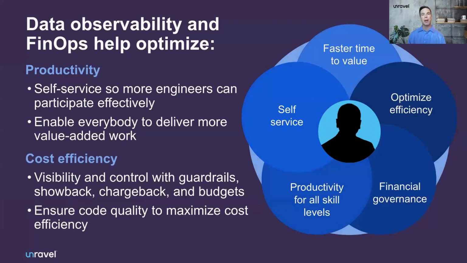So data observability and FinOps help optimize productivity and cost efficiency. So it can boost capacity by shifting left with self-service so more engineers can participate effectively, and enables everybody to do more no matter their skill level and deliver more value-added work. In cost efficiency, it gives visibility and control or governance with guardrails, showback, chargeback, and budgets, optimize code and workloads to get the lowest possible cost. So are any of these challenges of particular interest to you and your team? Have you already started to address some of these challenges?